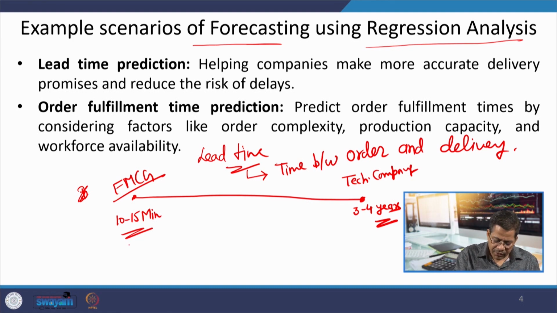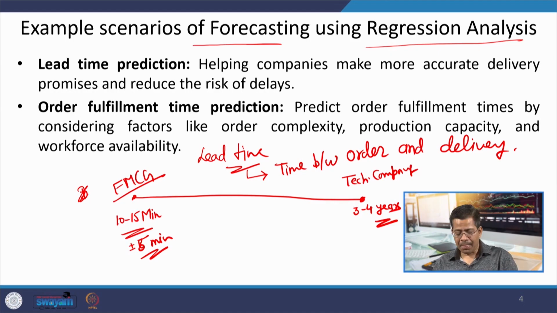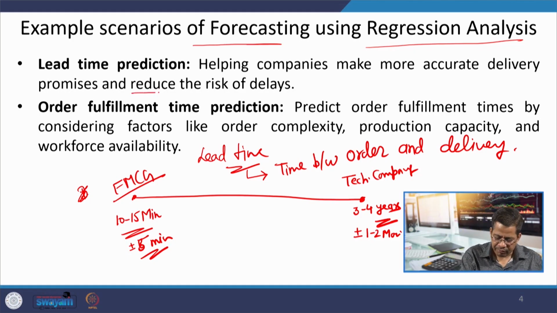So, it is very relative. Here, if your lead time changes by, let us say, 5 minutes, it may result in high customer dissatisfaction. While in the other case, if lead time changes by 1 or 2 months, it will not lead to that type of dissatisfaction. But the point is that whether it is FMCG or a tech company, lead time prediction is very, very important, and hence it may result in reducing the risk of delays, particularly in these cases.